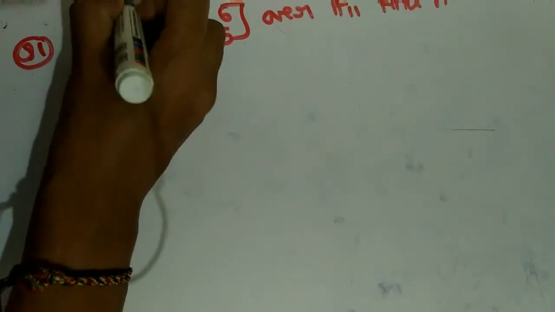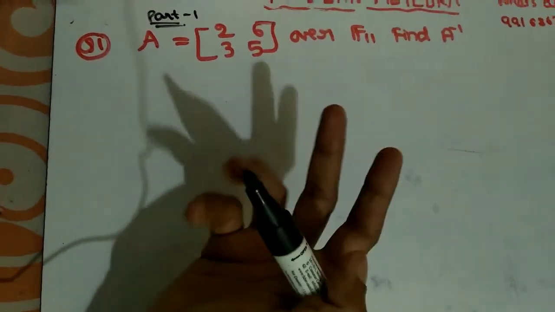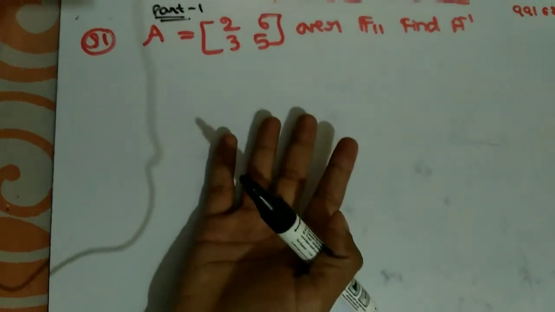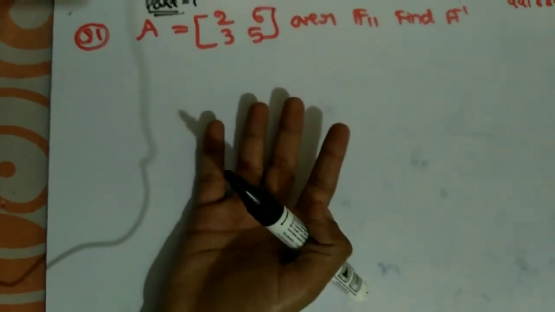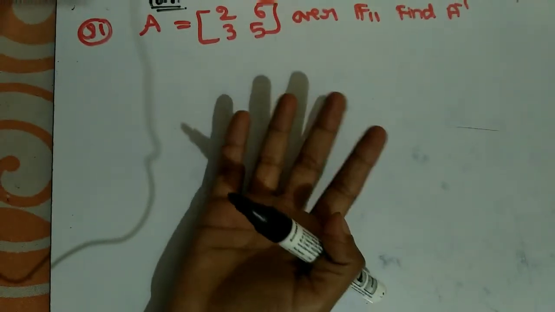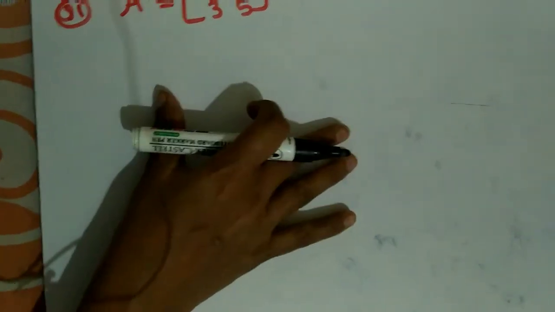In this part 1, I am just solving two examples for finding the inverse of this type of matrix. In part 2, I am going to explain the quaternion group, whether it is a group with respect to multiplication or not. So let me start this question.